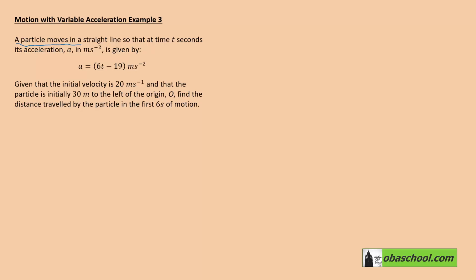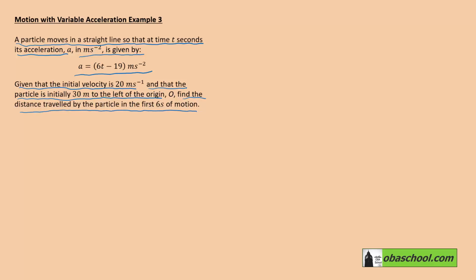A particle moves in a straight line so that at time t seconds, its acceleration is given by this expression here. Given that the initial velocity is 20 meters per second, and that the particle is initially 30 meters to the left of the origin, find the distance traveled by the particle in the first 6 seconds of motion.